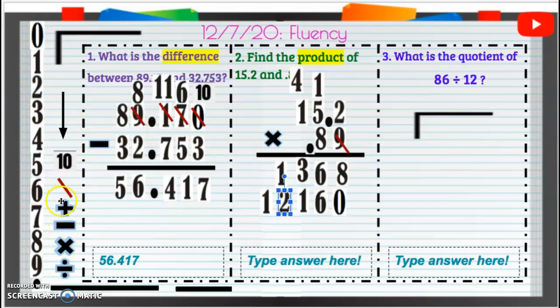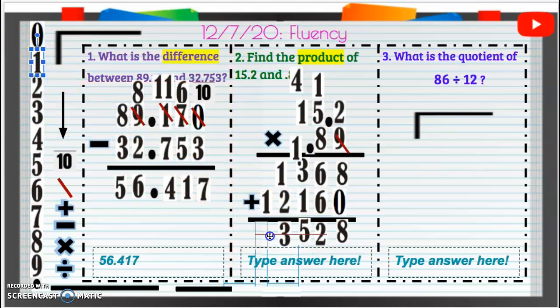We add them up. So I have 8 plus 0 is going to be 8. 6 plus 6 is 12. I'm going to carry that 1. Drop that 2. 3, 4, and 5. 2 plus 1 is 3. 1 plus 0 is 1. Is that my answer? No, we forgot to put our decimal back in.